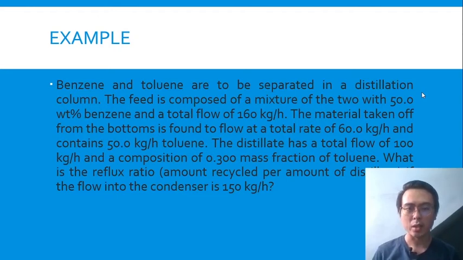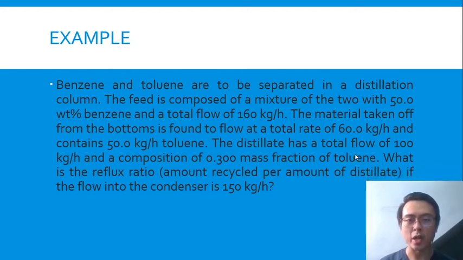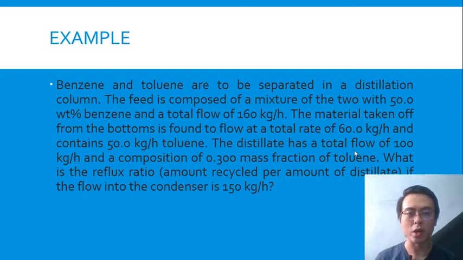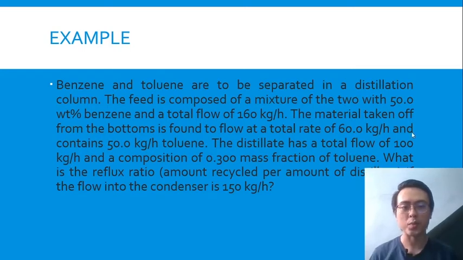The distillate has a total flow of 100 kilograms per hour and a composition of 0.3 mass fraction of toluene. What is the reflux ratio, or the amount recycled per amount of distillate, if the flow into the condenser is 150 kilograms per hour? So let me first write the given.